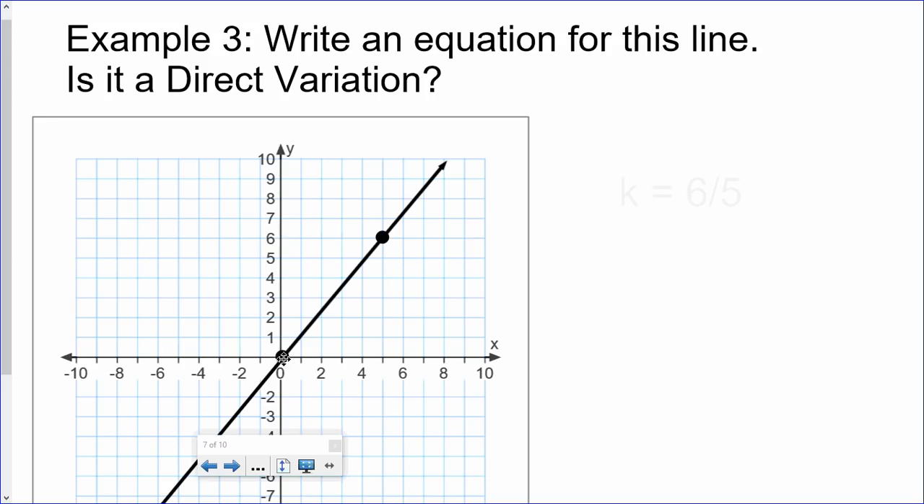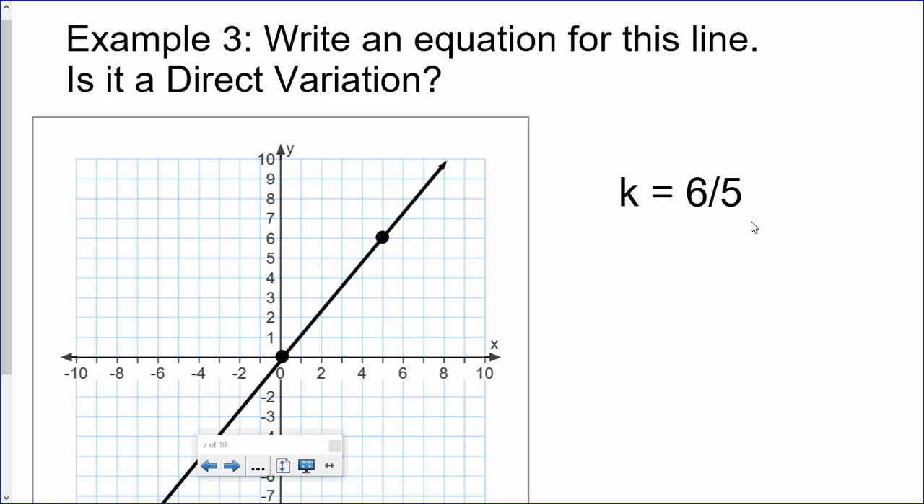Just go ahead and start, I always start at 0, 0, since it should be going through 0, 0 anyway for direct variation, and then just go to another point. So here I went up 6 and over 5, so my k is 6/5. I could have found that by just doing the points. Well, this one's really the only clear point here, but I could have done the same thing. It's the y over the x, so the y value is 6, the x value is 5, so 6/5.